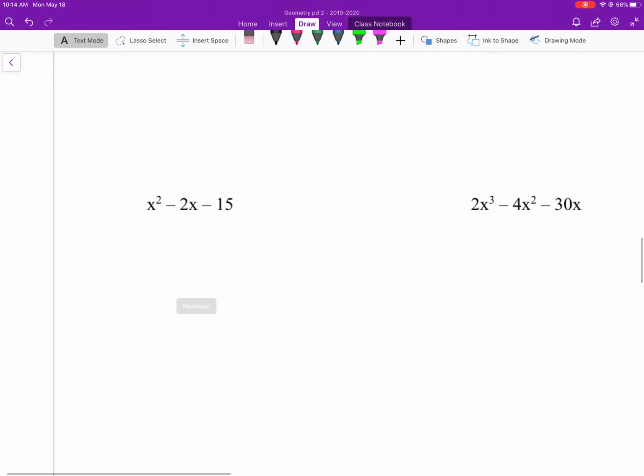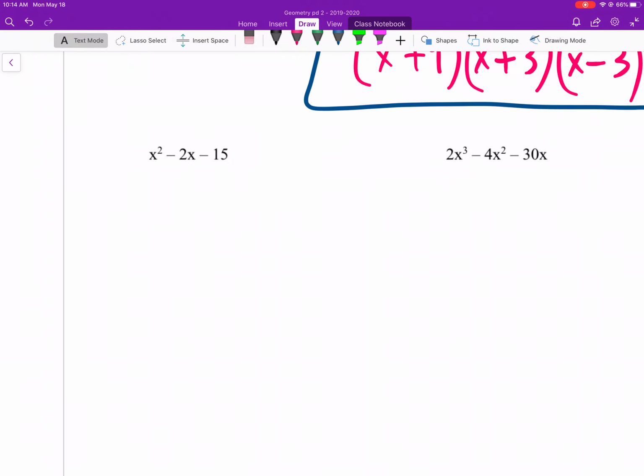Okay, now x squared minus 2x minus 15. Check for GCF always first. There's no GCF. This is a classic example of AM factoring, because the value in front of x squared is 1, and there's 3 terms, right? Trinomial, AM. So what multiplies to negative 15 and adds to negative 2? What are the 2 numbers that multiply to negative 15 and add to negative 2?